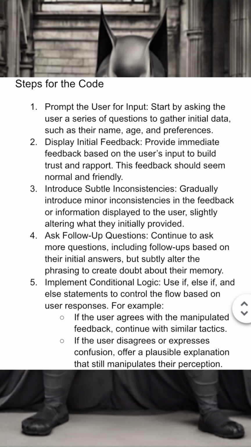And then the third step, gradually introduce minor inconsistency in the feedback or information displayed to the user, slightly altering what they initially provided. Fourth step, ask follow-up questions. Continue to ask more questions, including follow-ups based on their initial answers, but subtly alter the phrasing to create doubt about their memory.